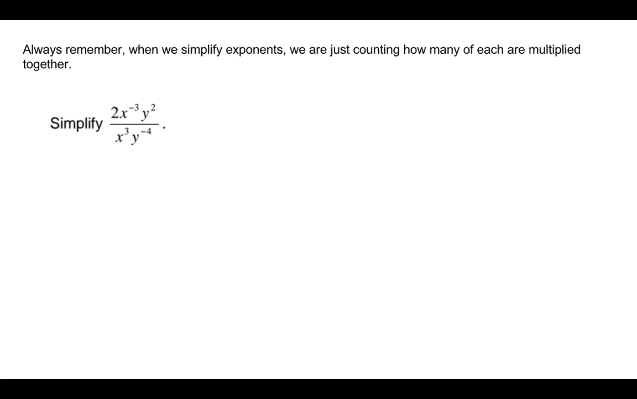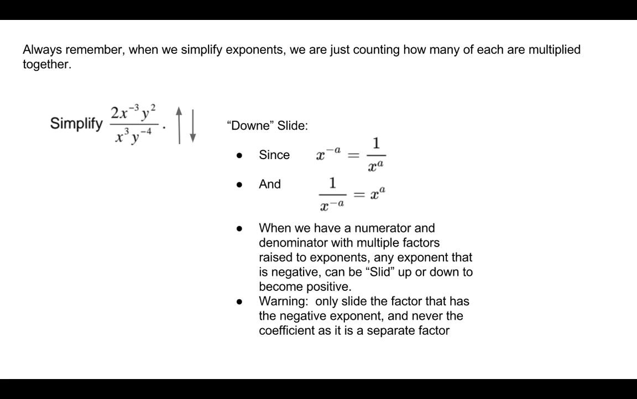So kind of looking at it all together, this is a question that we'll do all together. If you look at the 2 and the x's and the y's, we're really looking at them separately. But a strategy that you can use, I call the down slide. It's a playful name that I kind of used, but I found this strategy very helpful. Since we know that x to the negative a is 1 over x to the a, and 1 over x to the negative a is actually x to the a, it's a similar idea, like we can flip and multiply.